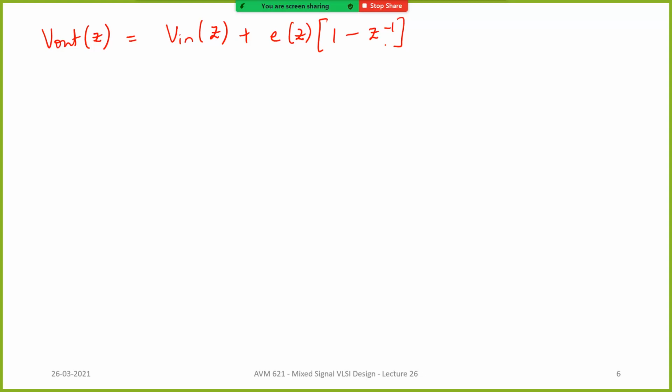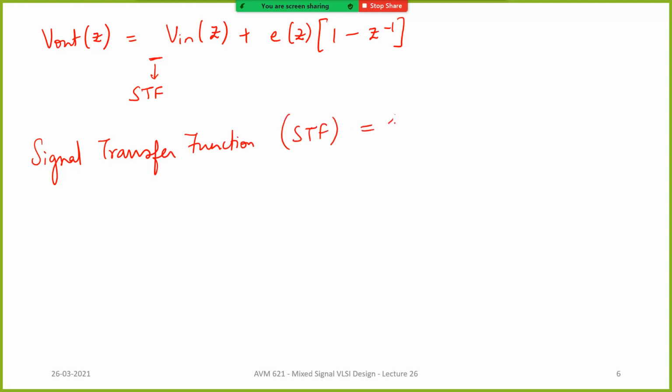Okay. Now, if you see, the output has two terms, one to do with the input and one to do with the quantization error, right? Now, the coefficient of V in of Z is 1, okay? So, the coefficient here is what is called the signal transfer function, all right? That is, what is the transfer function of the signal from the input to the output? So, the signal transfer function, short form STF, is given as 1, right?